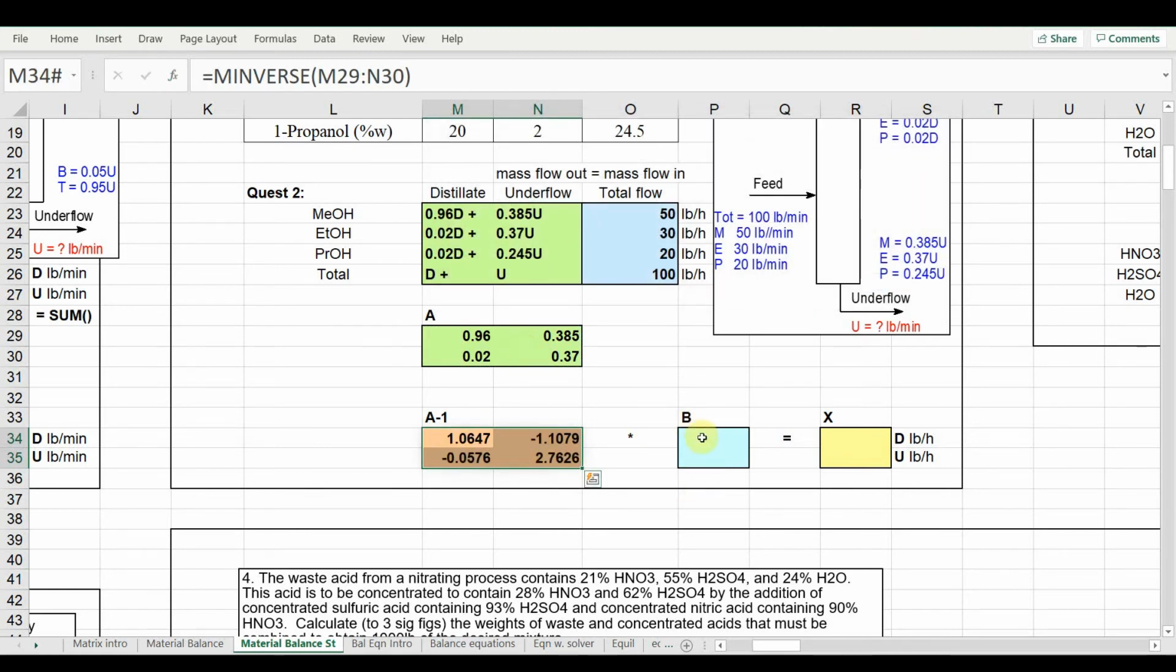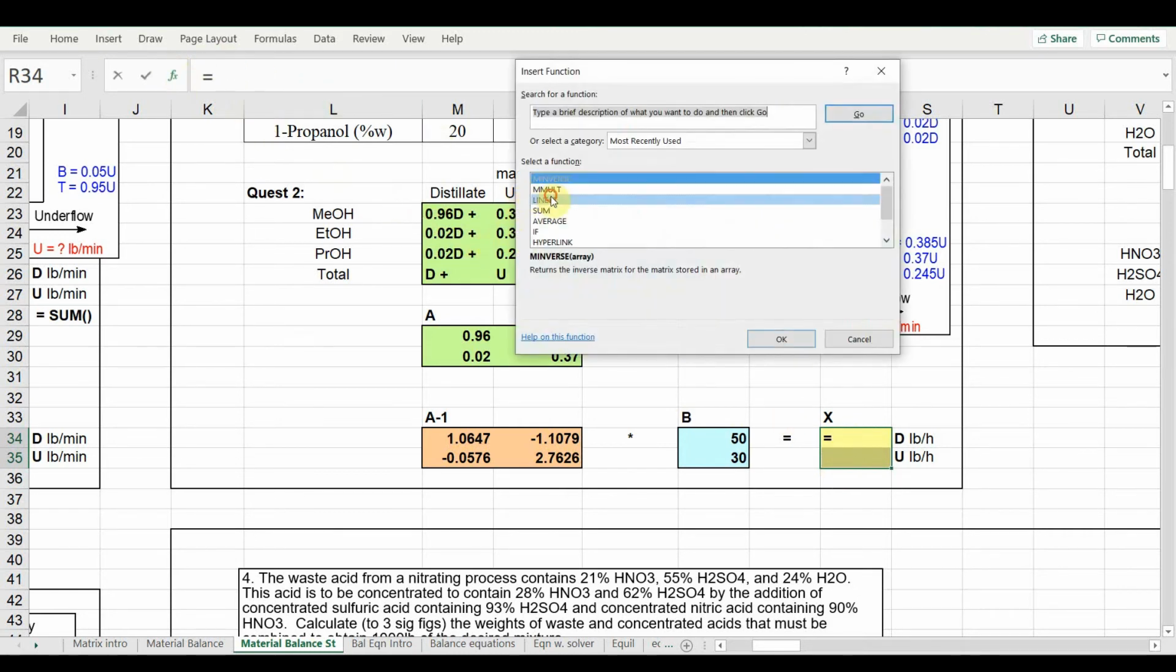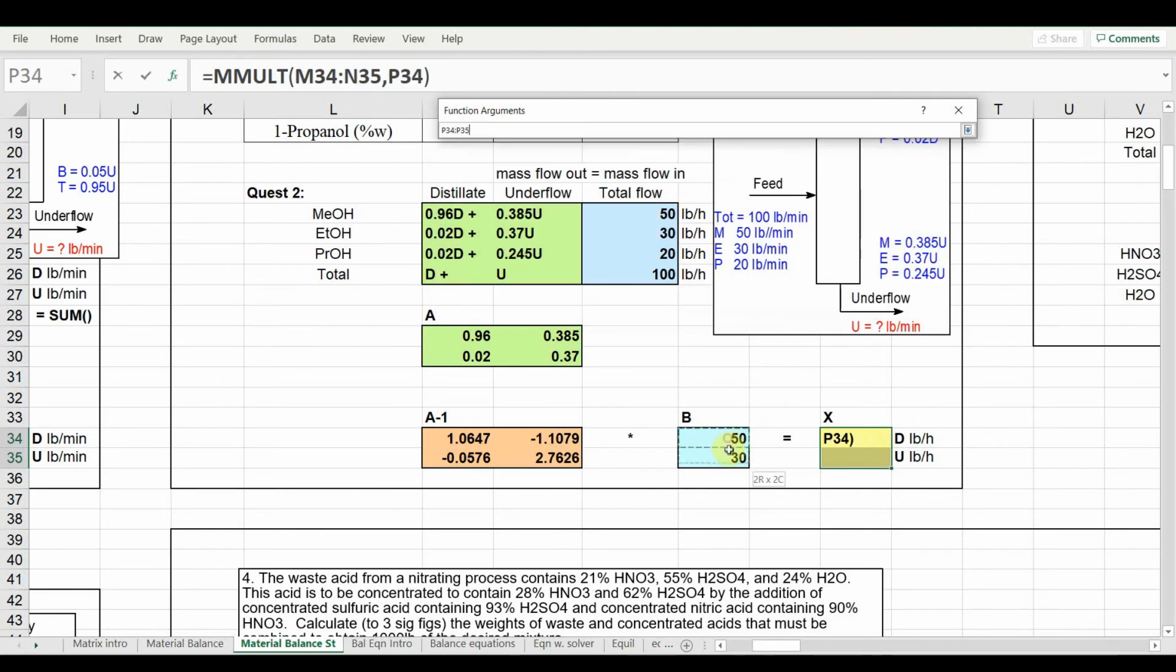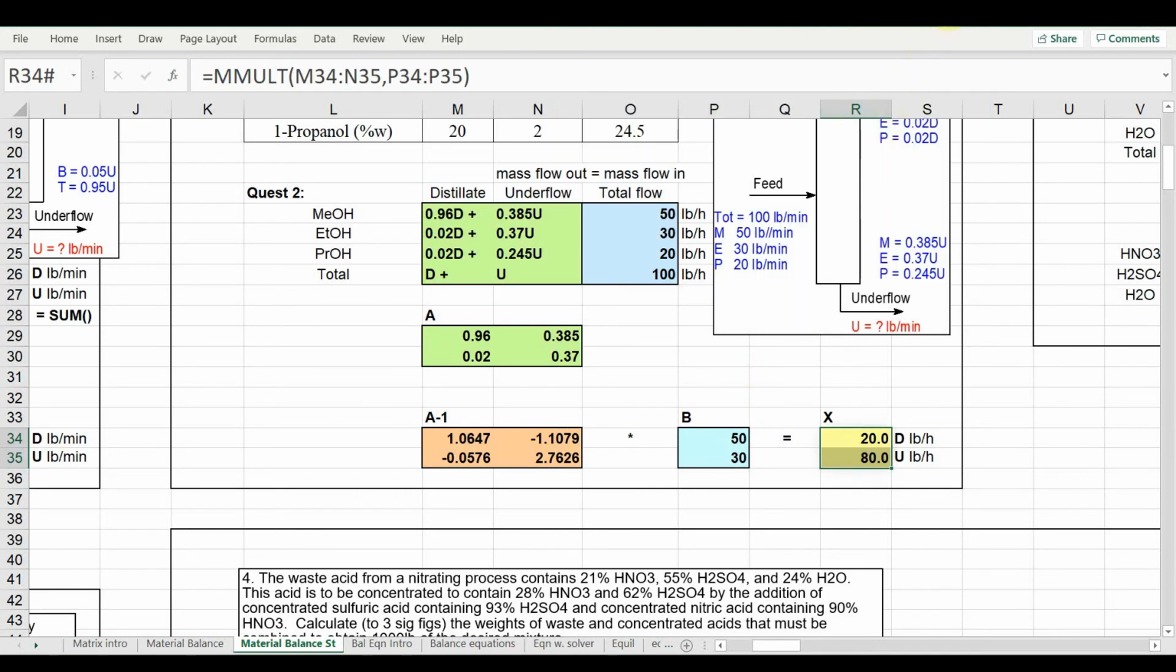And now we need the matrix of the constants. Here they are, 50 and 30. The first 2 equations. And we need the product of the 2 matrices to give us the matrix of the variables. Select the 2 cells, insert a function, MMULT, OK. Array 1 in this order, inverse matrix first, matrix of the constants second, and say OK. And the values are 20 pounds per minute of distillate, 80 pounds per minute of underflow for a total of 100, and that's consistent.